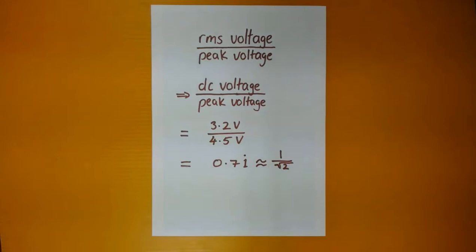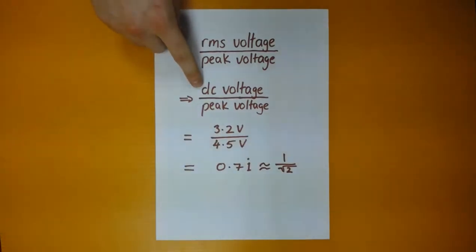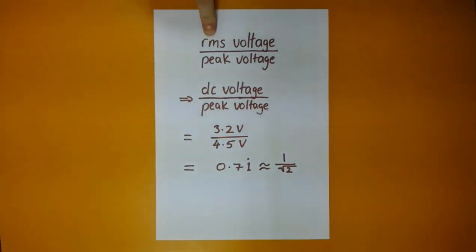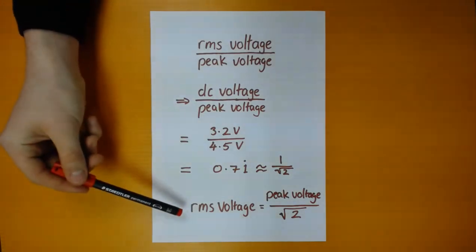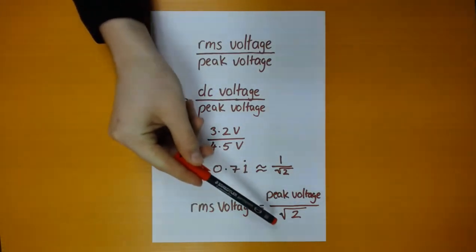So we can look at the ratio of the RMS voltage to the peak voltage for an AC supply by using our DC voltage in exchange for our RMS AC voltage. So the ratio of DC voltage to peak voltage is 3.2 over 4.5, which equals 0.71 repeating, which is roughly equal to a factor of 1 over root 2. And then we can say for an AC supply that RMS voltage equals the peak voltage divided by root 2.